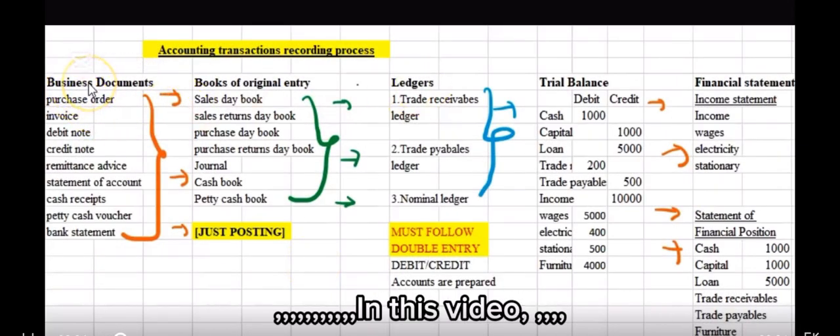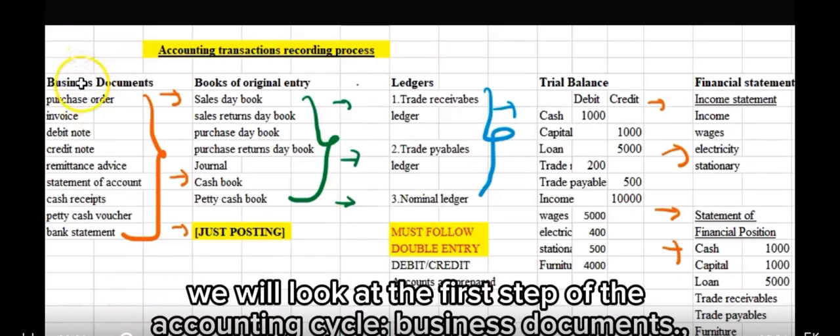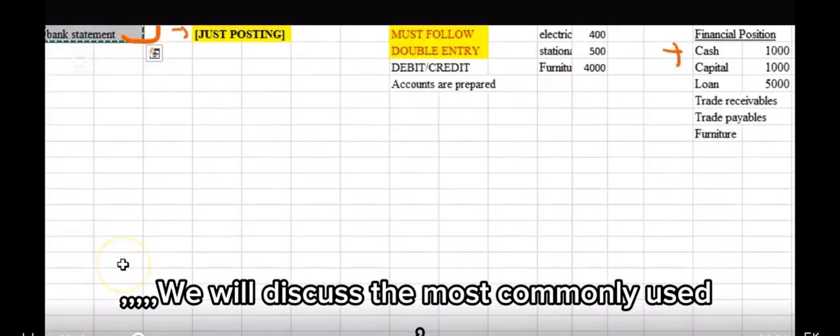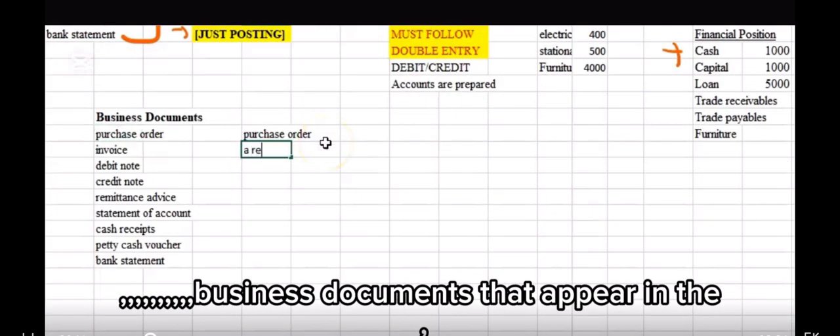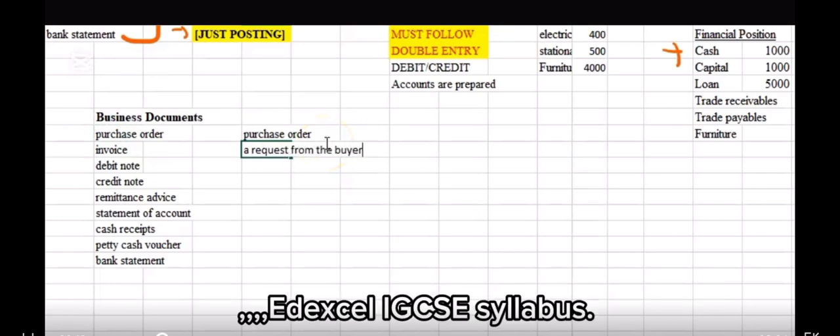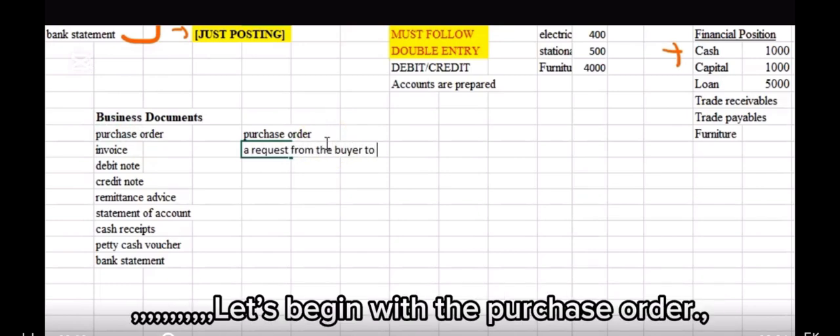In this video, we will look at the first step of the accounting cycle, business documents. We will discuss the most commonly used business documents that appear in the Edexcel IGCSE Syllabus. Let's begin with the purchase order.